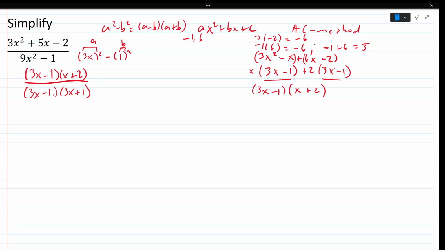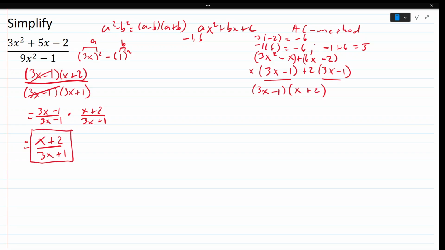Now we could cancel, and let me just show you the reason why we could cancel. This is the same thing as 3x minus 1 over 3x minus 1 times x plus 2 over 3x plus 1. Now 3x minus 1 over 3x minus 1, that's 1. So this would be 1 times this x plus 2 over 3x plus 1. So that would just be x plus 2 over 3x plus 1. That's why we could think of just canceling those 3x minus 1s. So that's the simplified version of that rational expression.